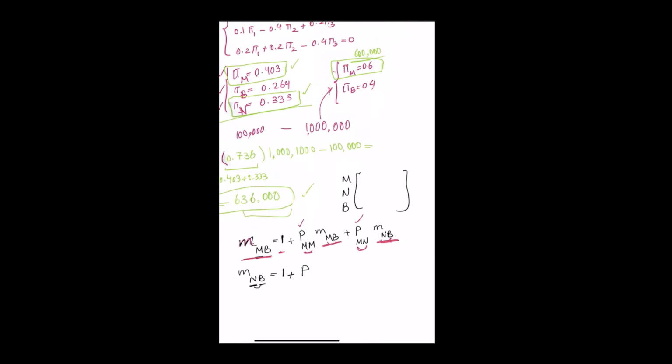I go from restaurant N to N, and then from N to B in whatever number of weeks it's going to take, or I go from N to M, and then from M to B in whatever number of transitions it's going to take. Okay, now this is a good equation, because now with these two equations I have two unknowns.